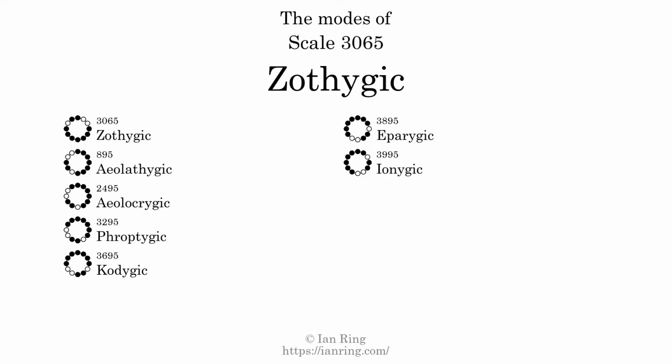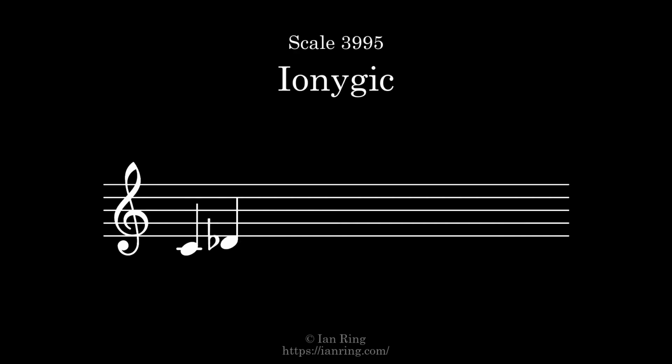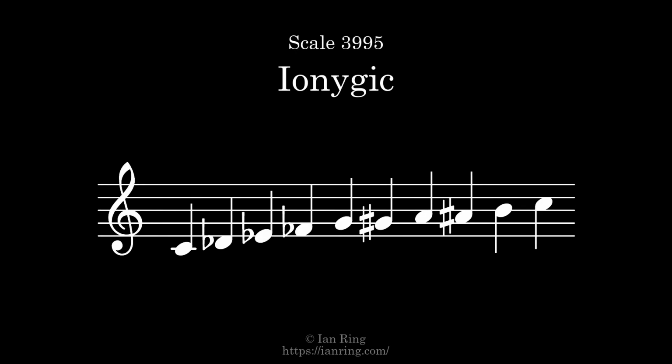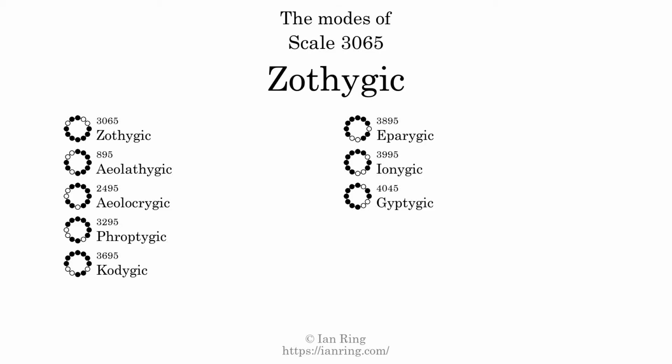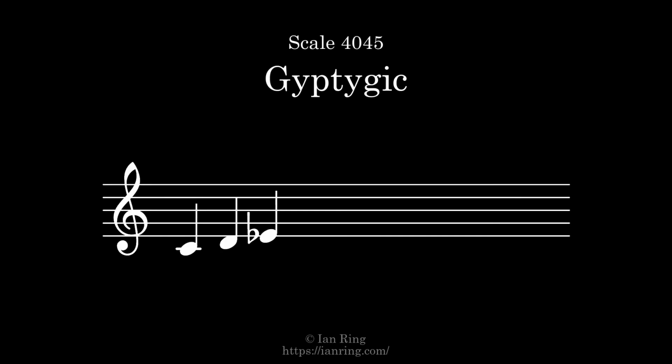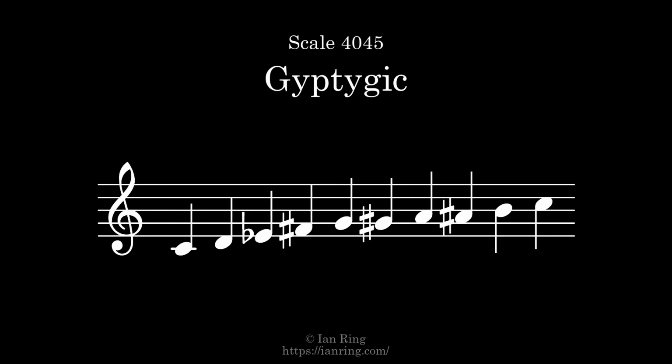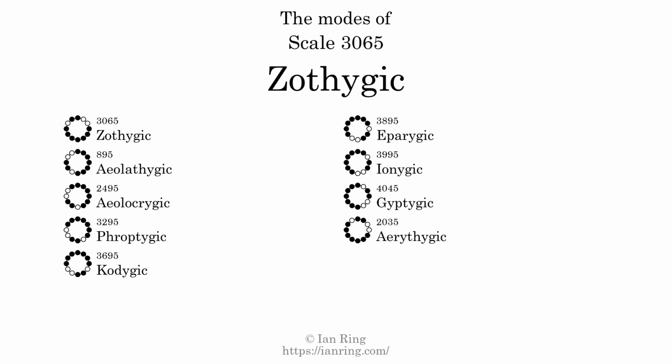The seventh mode is scale 3995, also known as Ionic. It sounds like this. The eighth mode is scale 4045, also known as Gyptergic. It sounds like this. The ninth and last mode is scale 2035, also known as Zothygic. It sounds like this.